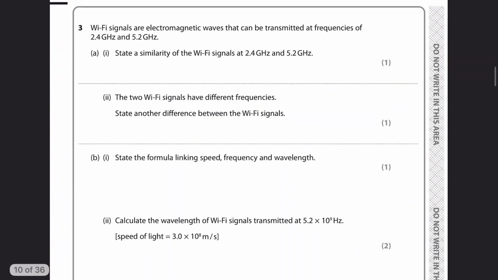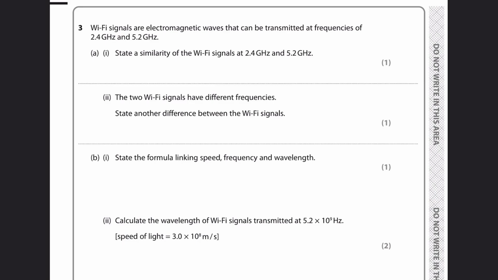Okay, question 3. Here it says, Wi-Fi signals are electromagnetic waves that can be transmitted at frequencies of 2.4 gigahertz and 5.2 gigahertz. Giga is a billion, so it's 2.4 billion hertz. And A says, state a similarity of the Wi-Fi signals at 2.4 and 5.2 gigahertz.